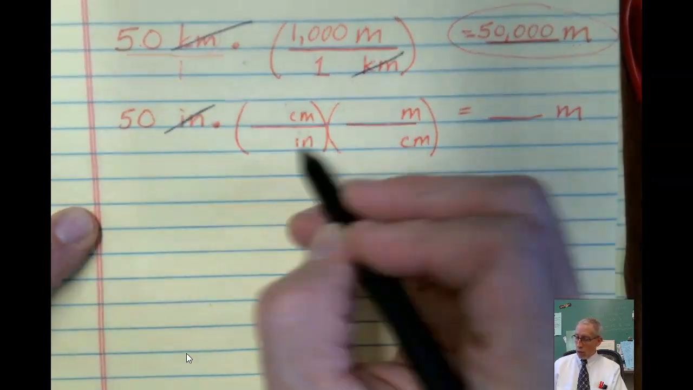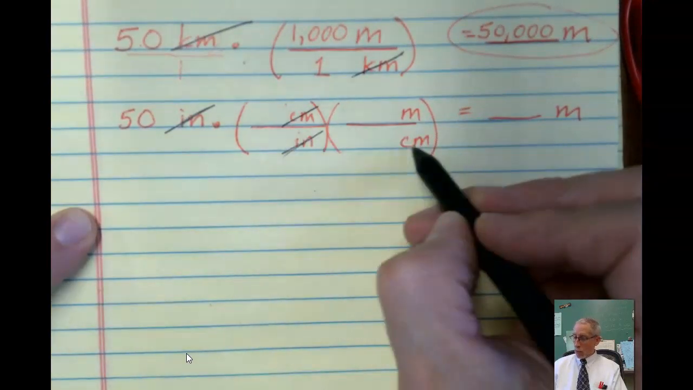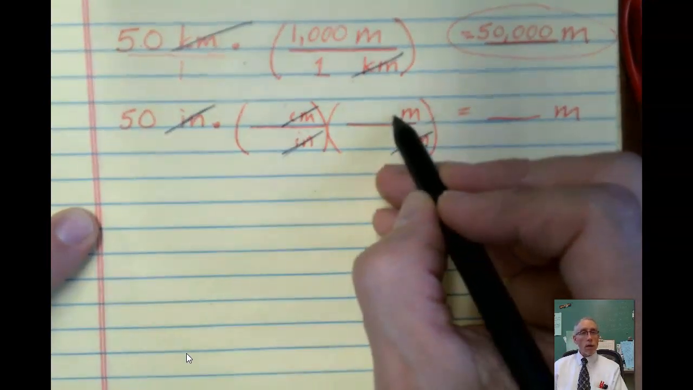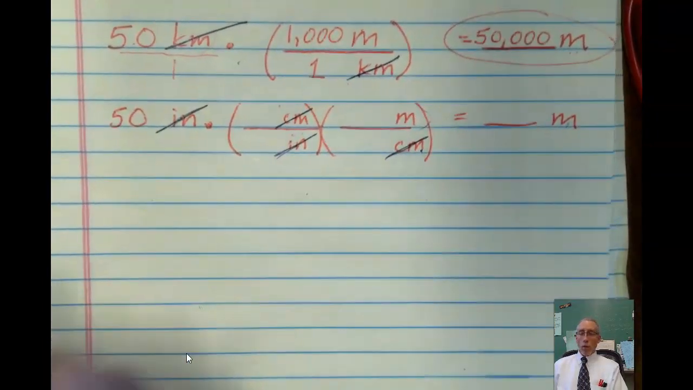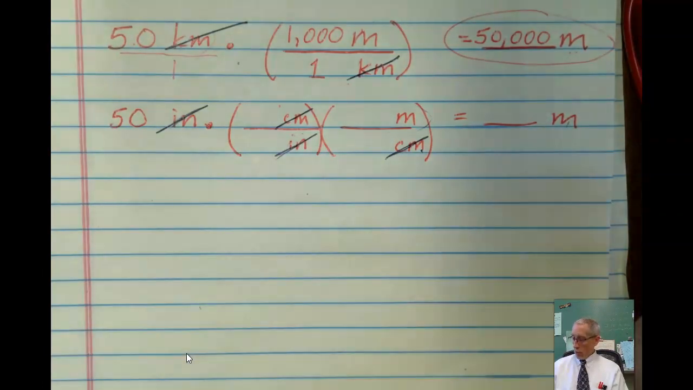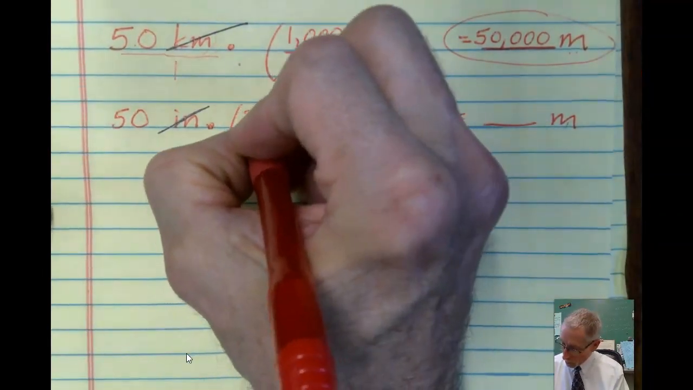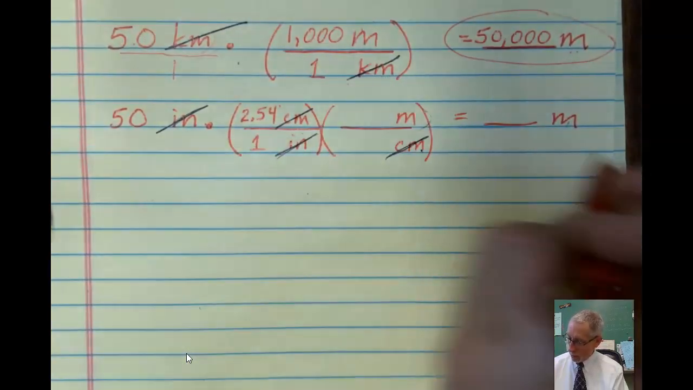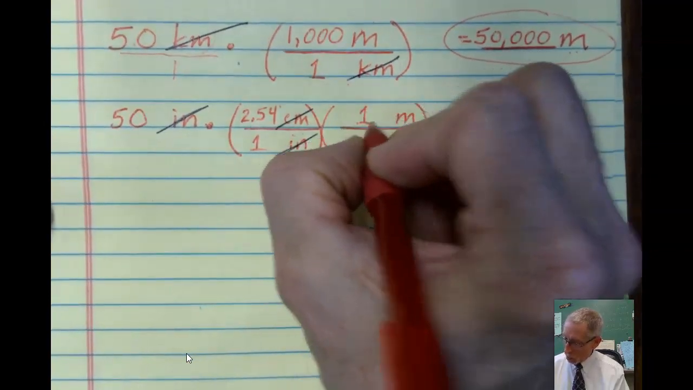Inches on top can only cancel inches on the bottom. Centimeters on top will cancel these centimeters on the bottom, leaving me only with meters that's uncanceled. And that's exactly what I want in my answer. So I can do all of this without even putting a number in. So again, I happen to know from my experience that 2.54 centimeters is equivalent to an inch, and 100 centimeters is equivalent to 1 meter.